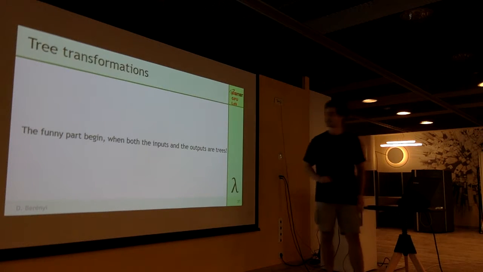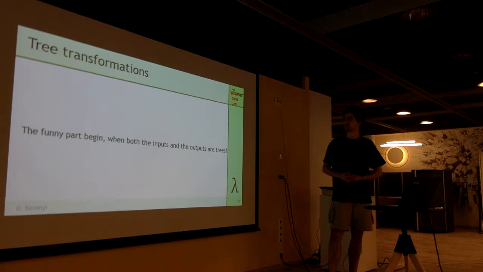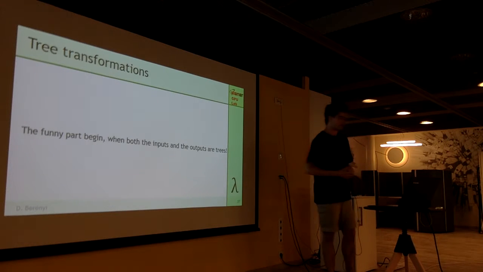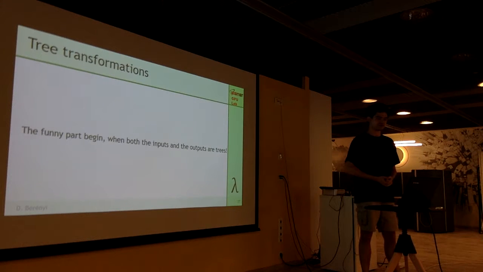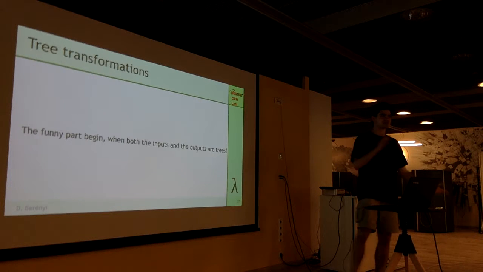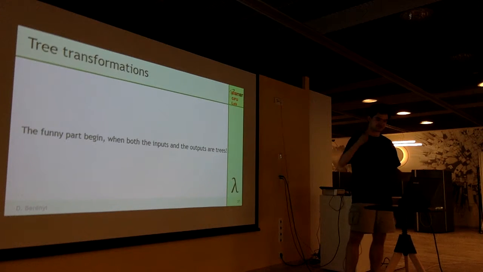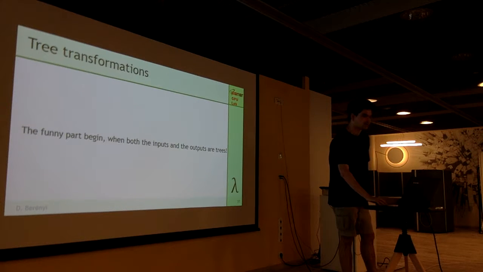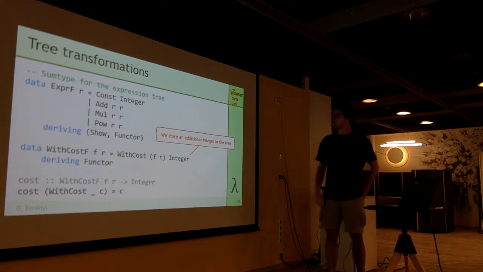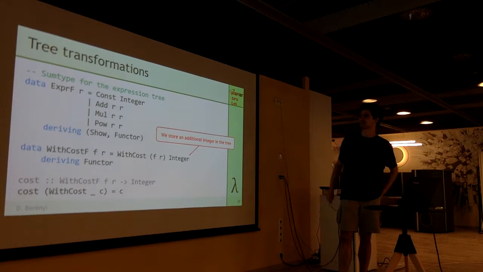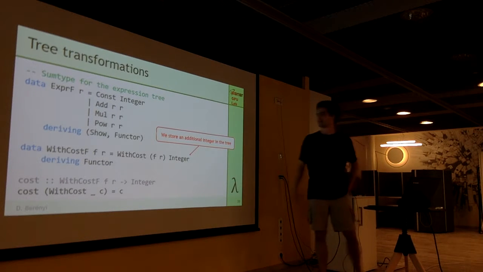Now, the funny part is that the A type that was in both the algebra and the coalgebra is itself a tree. So we are transforming trees into trees, and just the direction of the transformation is different in the two cases. For an easier example, we are doing a cost estimation on our tree with some logic. The tree is the same. We have addition, multiplication, and power.